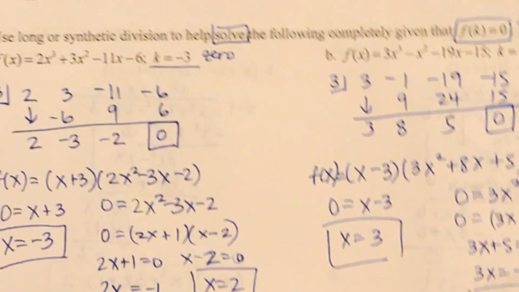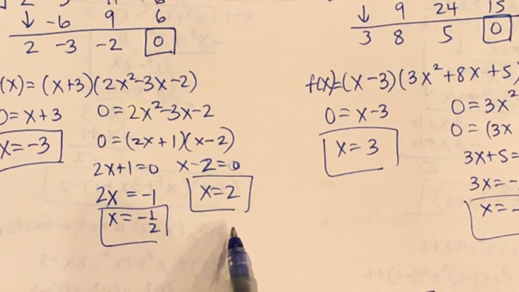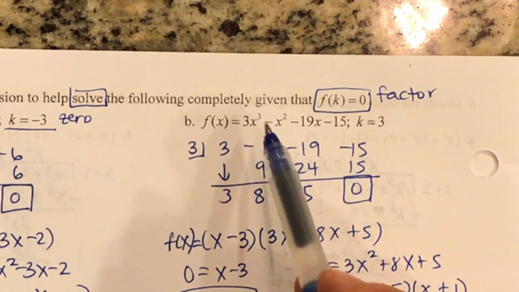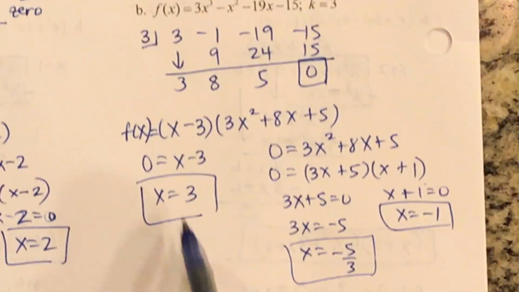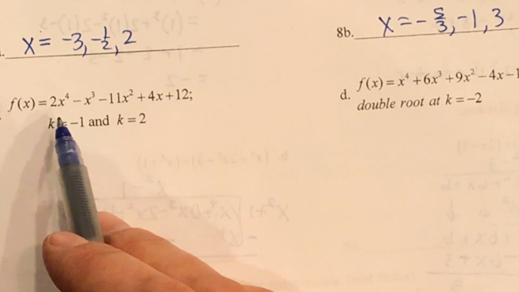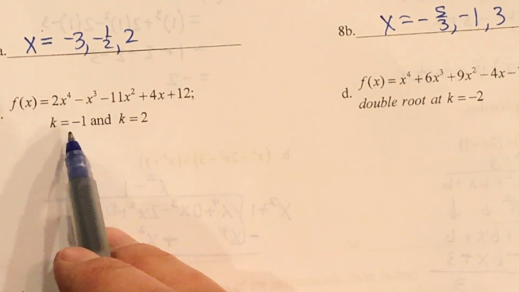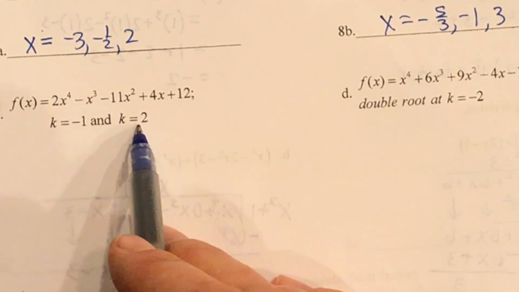Now this, by the way, I should back up here. You see how this one was a cubic? I expected 3 answers and I got them. This one is to the 4th, so how many answers do I expect to get? I expect to get 4, but look, I already know 2 of them.